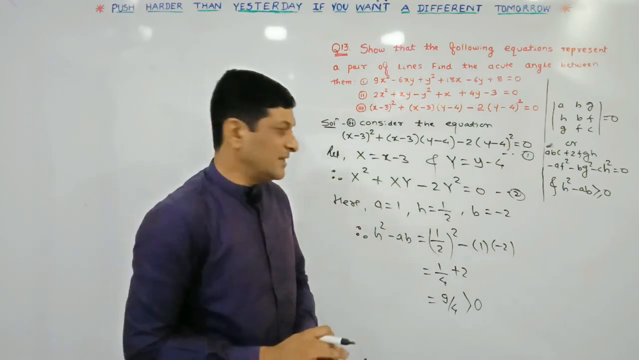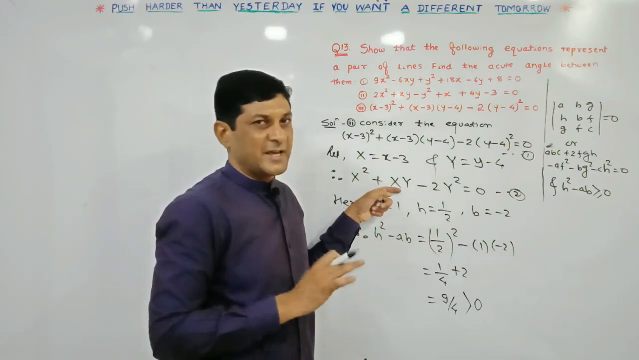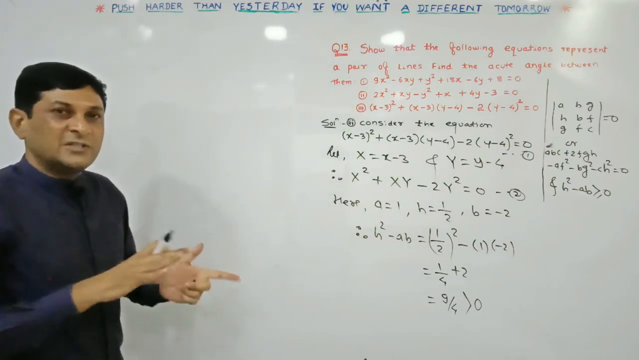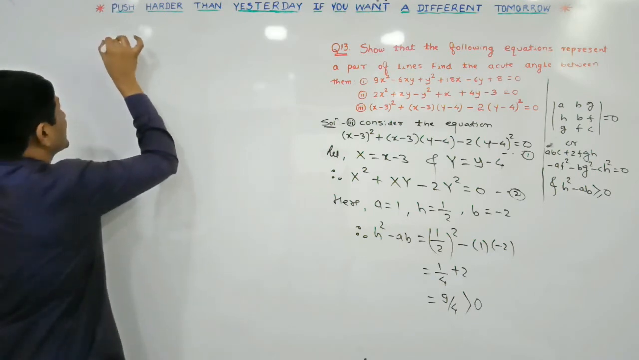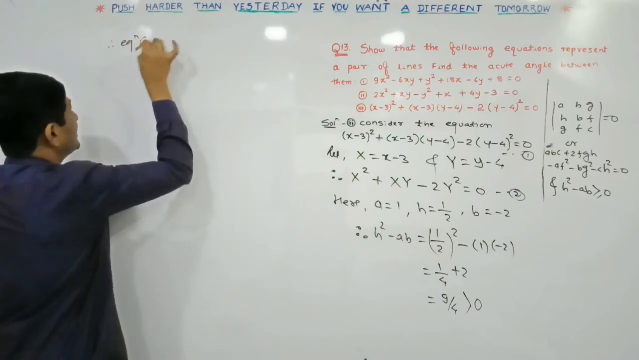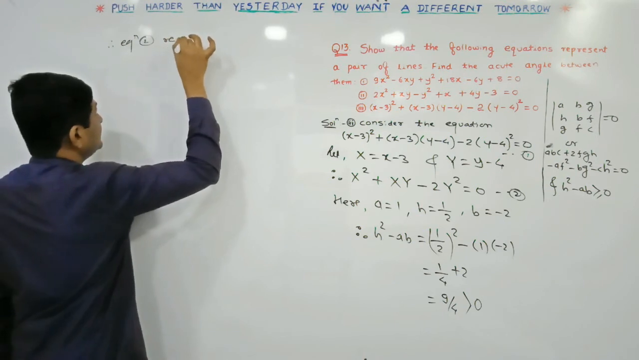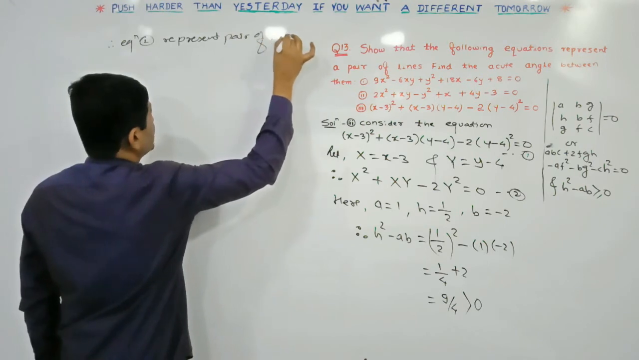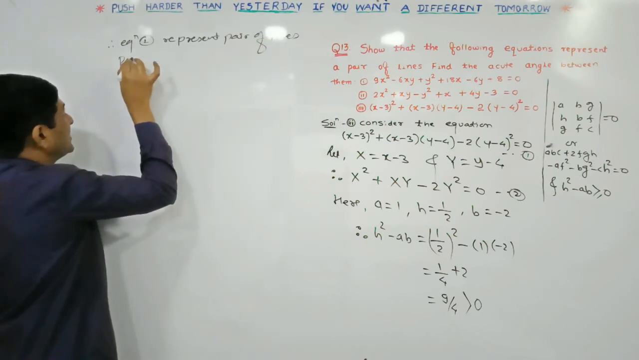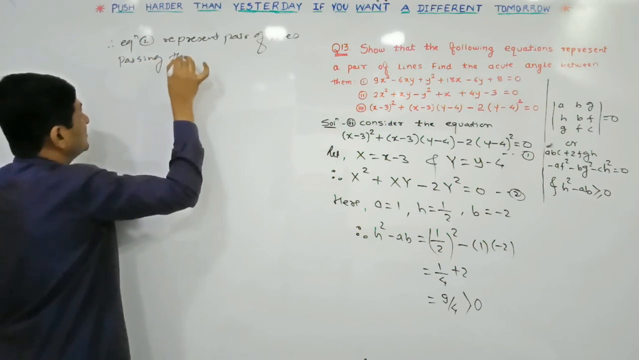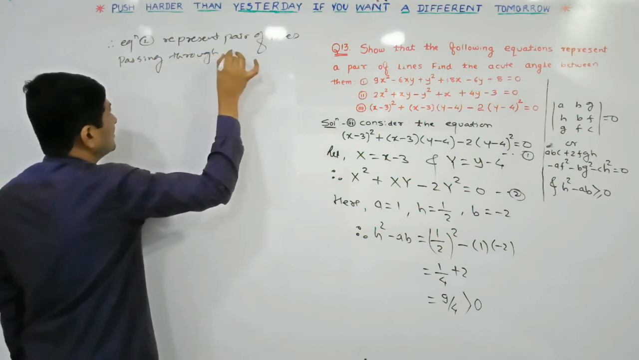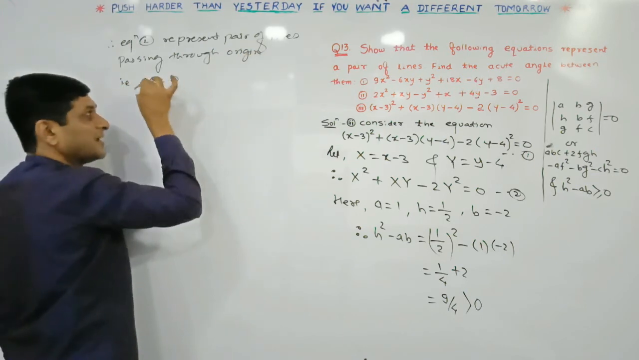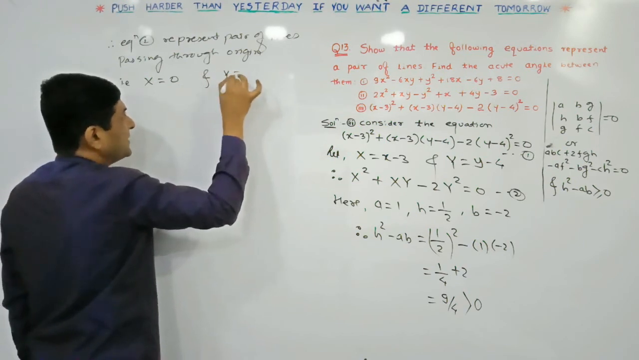Check that this value is greater than 0, and since this value is greater than 0, what is our conclusion? That this equation 2 represents a pair of lines, means the lines represented by equation 2 represent a pair of straight lines. So therefore we can say that equation 2 represents a pair of lines passing through the origin. That is, passing through the origin means x coordinate is 0 and y coordinate is also 0.